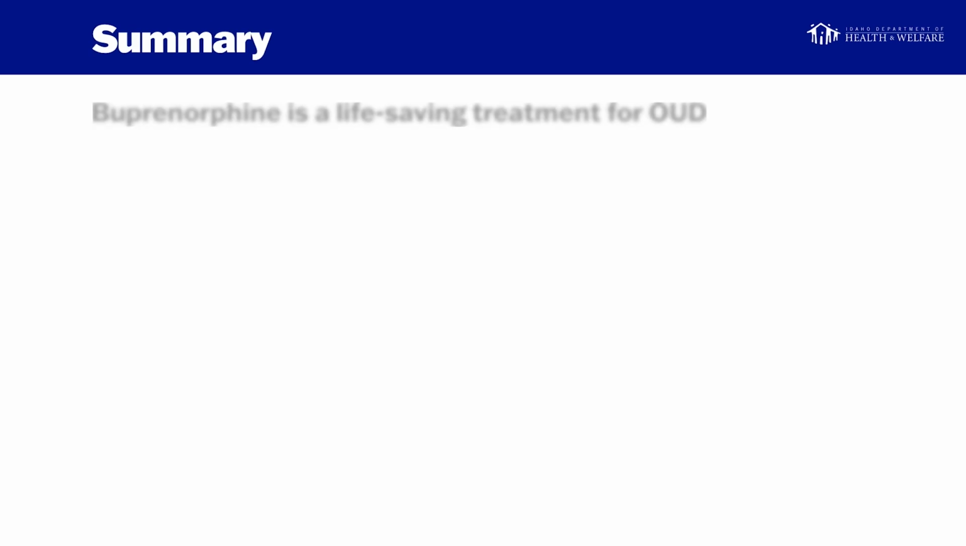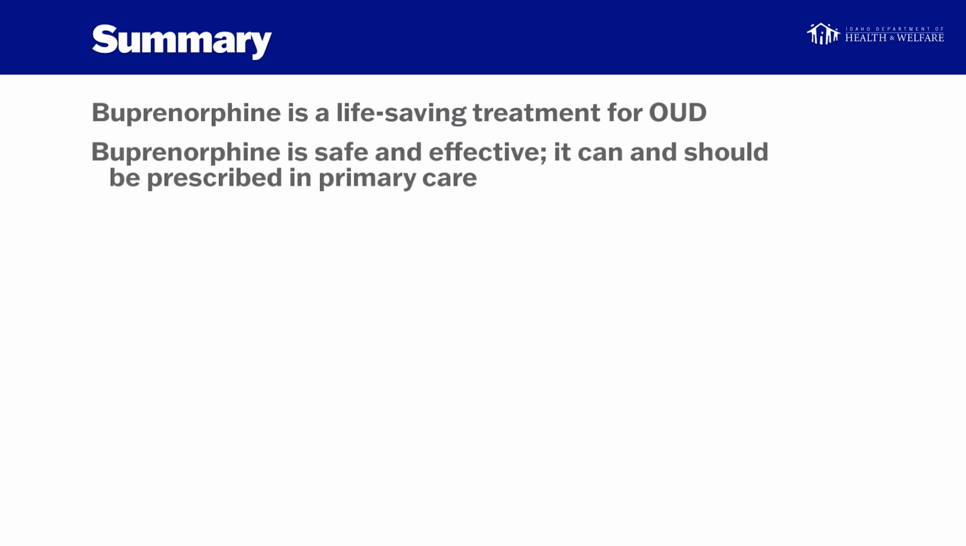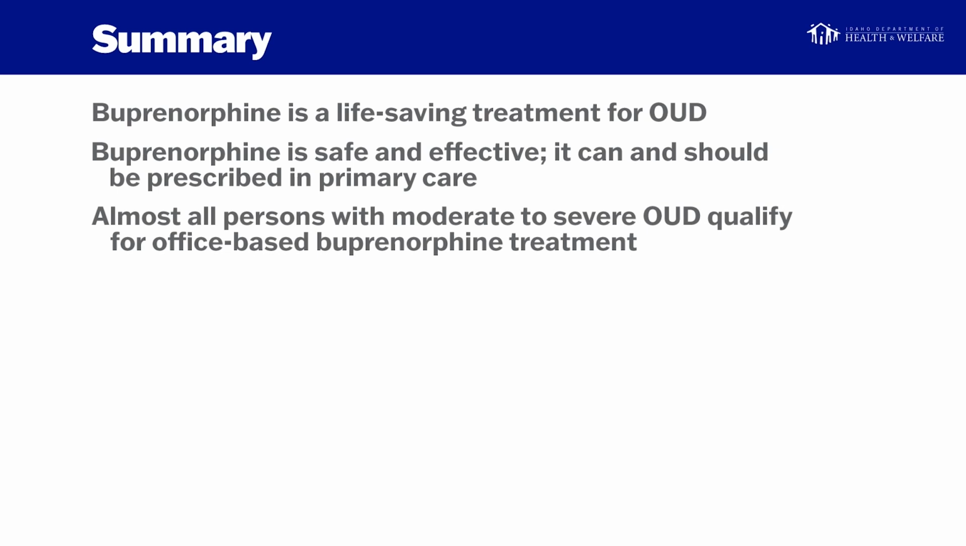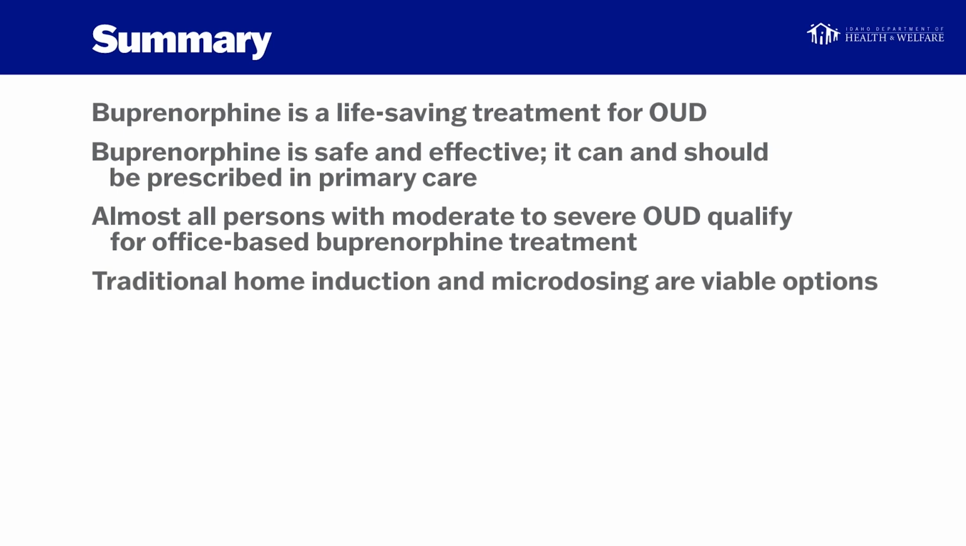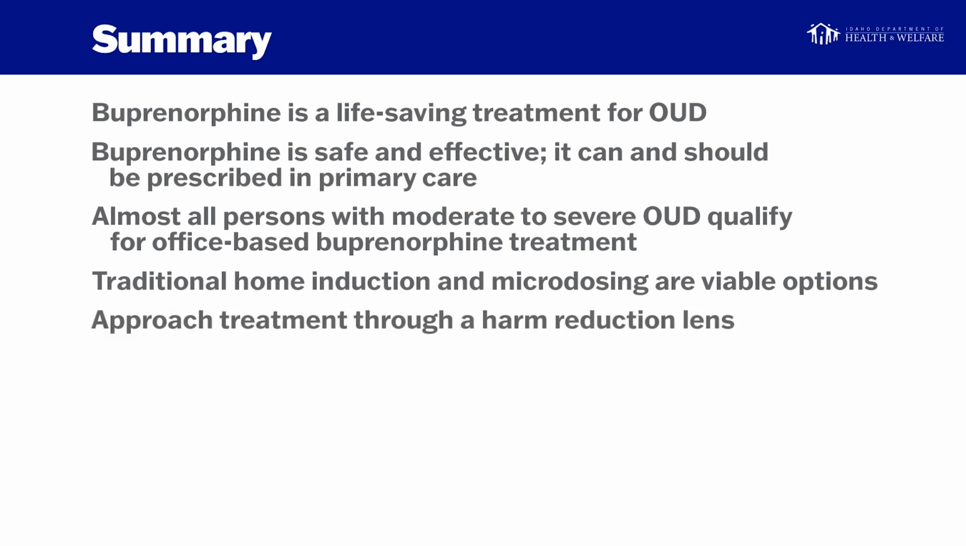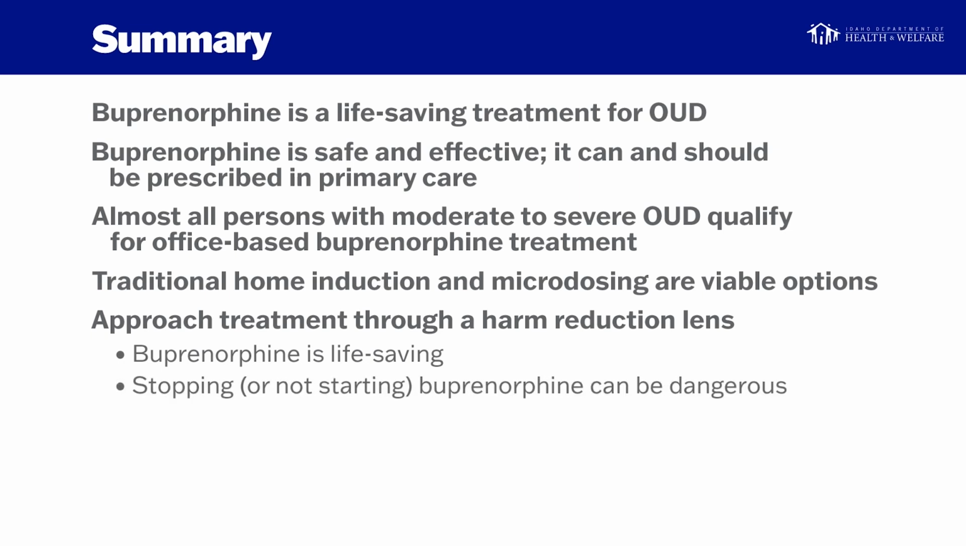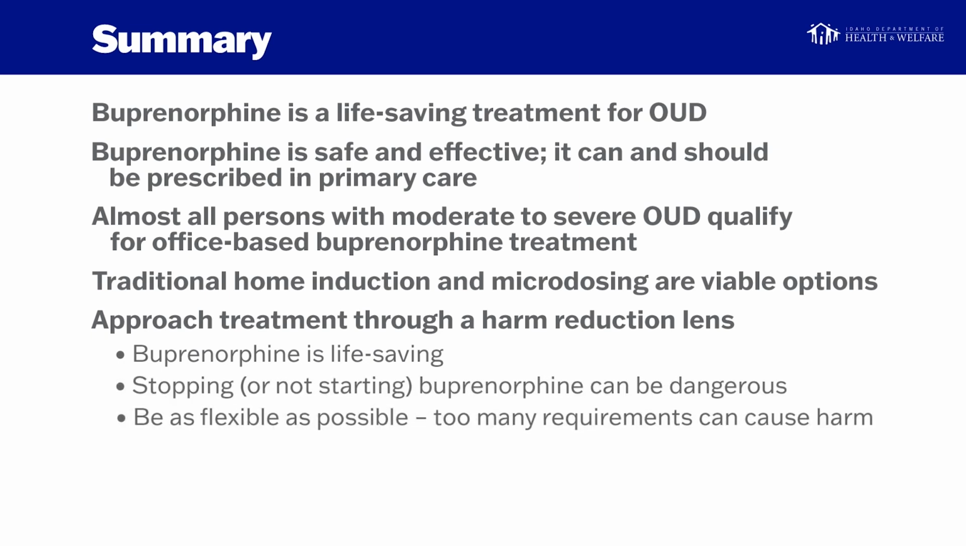So in summary, buprenorphine is a life-saving treatment for opioid use disorder. It is safe and effective, and it can and should be prescribed in primary care. Almost all people with moderate to severe opioid use disorder qualify for office-based buprenorphine treatment. Both traditional home induction and microdosing are viable options, tools that you can use, and really we should approach treatment through a harm reduction lens. Buprenorphine is life-saving. Stopping or not starting buprenorphine can be dangerous, and be as flexible as possible. Too many requirements can cause harm.